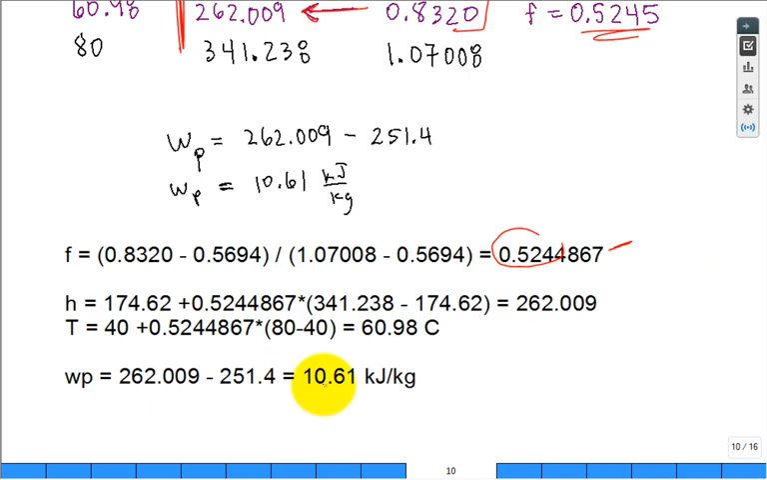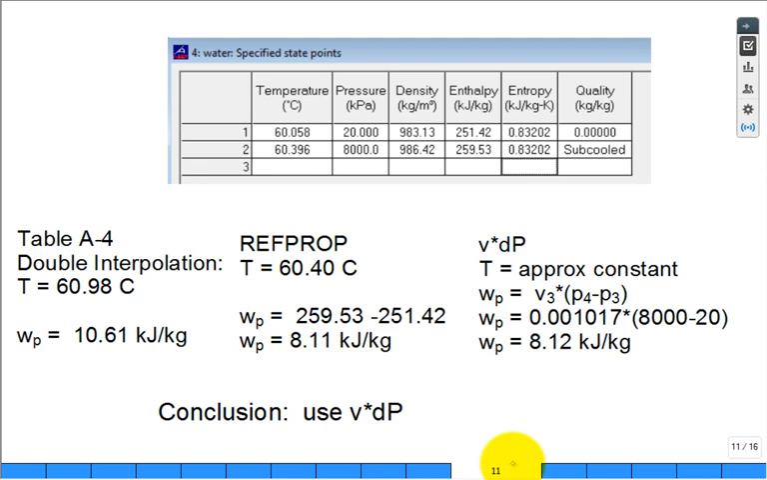But when I compute that work that the pump would give using table A5, it would be 10.6. Maybe I should have put the negative sign on there, but I know that this is the outlet, this is the inlet enthalpy. I then pause. I say, not table A, it's A5. I just did a double interpolation to find the work of the pump.